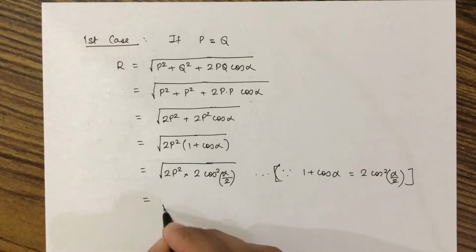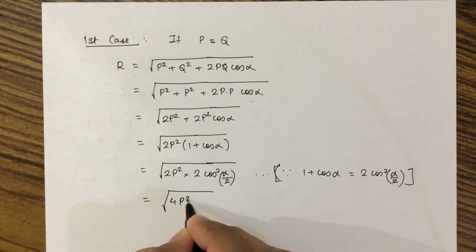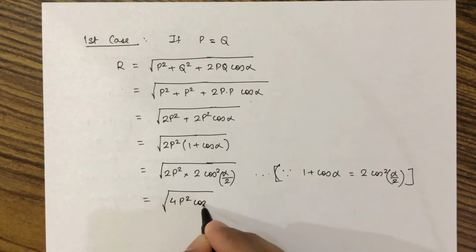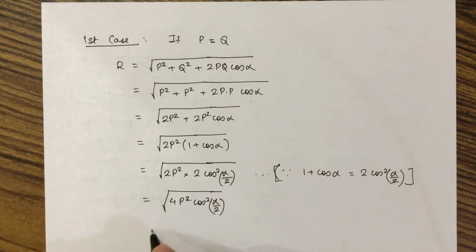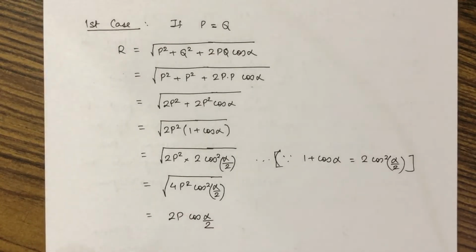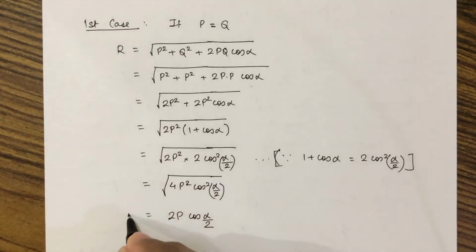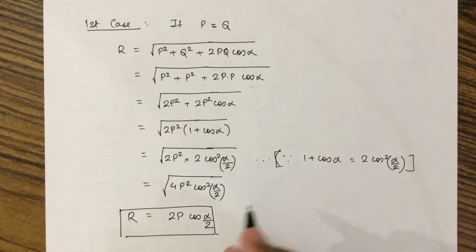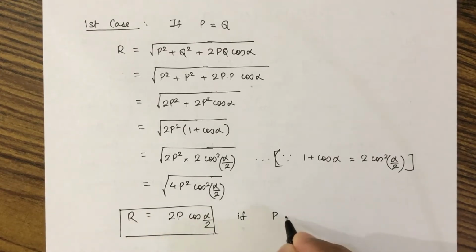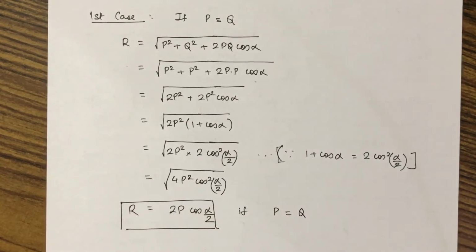So this can be written as under root of 4p square cos square alpha by 2. And if we take the square root of this, it will become 2p cos alpha by 2. So the resultant R is given as 2p cos alpha by 2 if P is equal to Q, that is, both the forces are equal to each other.